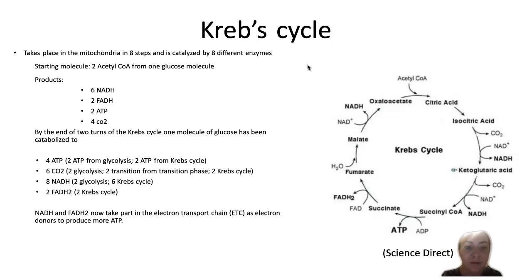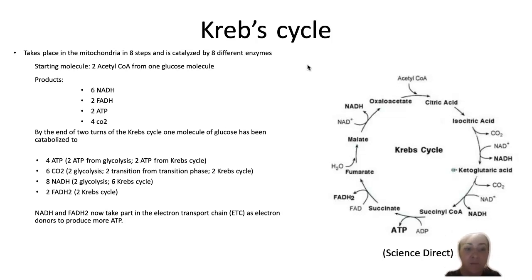Step 5, succinyl CoA forms succinate and is catalyzed by succinyl CoA synthase. This is coupled with substrate level phosphorylation of GDP to get GTP. GTP transfers its phosphate to ADP, forming ATP. Step 6, succinate is oxidized by succinate dehydrogenase to fumarate. FAD is then converted to FADH2.